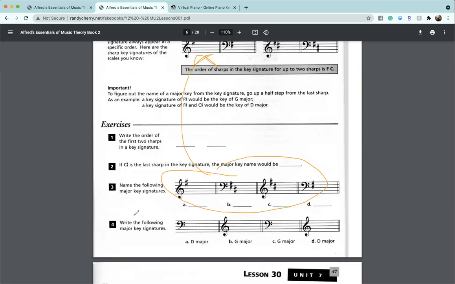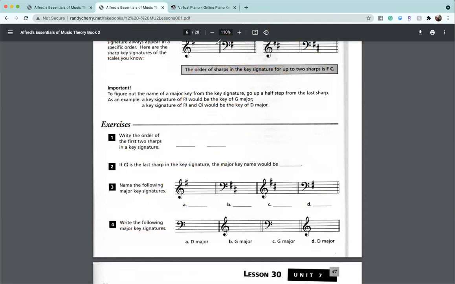Number 4, writing the following major key signatures. Pretty simple though. D major, G major, G major, D major. Pretty much the same thing, but in different clefs. So this is super simple. It does ask you to write the order of the first two sharps in the key signatures. Well, that's pretty simple. There's the answers like way up there.